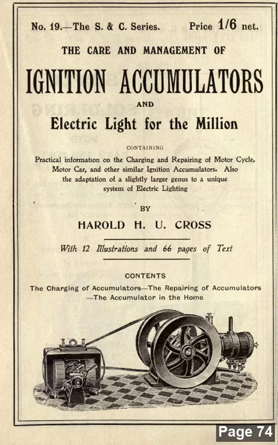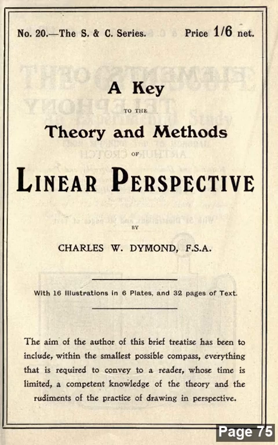No. 19. The S and C Series, price 1/6 net. The Care and Management of Ignition Accumulators and Electric Light, containing practical information on charging and repairing of motorcycle, motorcar, and other similar ignition accumulators. Also, the adaptation of a slightly larger size to a unique system of electric lighting, by Harold H. U. Cross. 2 illustrations and 66 pages of text. Contents: the charging of accumulators, the repairing of accumulators, the accumulator in the home. No. 20. The S and C Series.